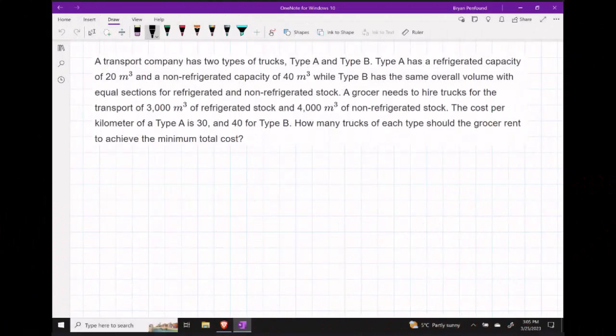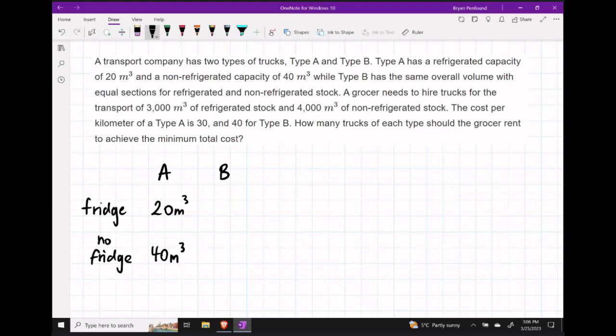In this video, we're going to solve the following linear programming problem. Let's suppose that a transport company has two types of truck. We're going to call them type A and type B. Let's suppose that type A has a refrigerated capacity of 20 meters cubed and a non-refrigerated capacity of 40 meters cubed. Truck B has the same overall volume, so 60 cubic meters, but equal sections of the refrigerated versus non-refrigerated. So that means we should have 30 meters cubed for both.